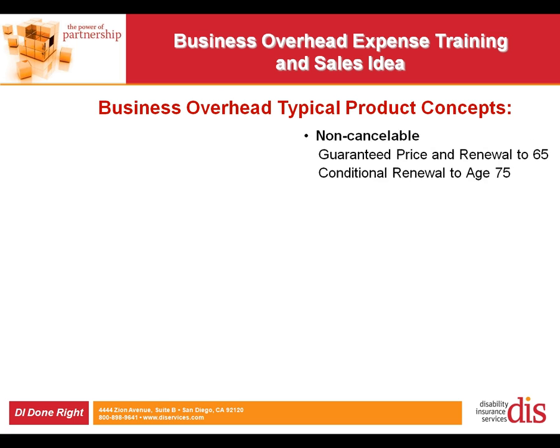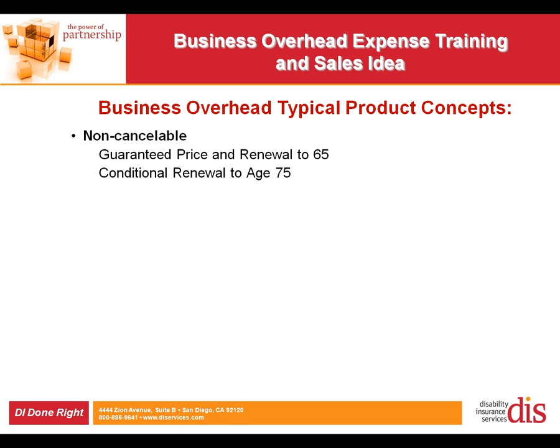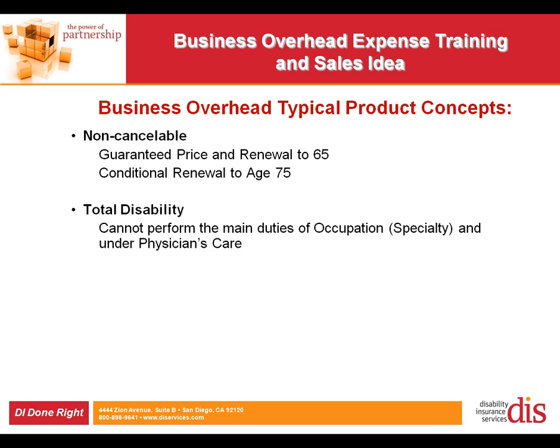Okay, BOE typical product concepts. Non-can policy, which means the price and the provisions of the contract are guaranteed to be renewed all the way out to age 65. If the business owner is still working at age 65 and he wants to keep the policy, it's conditionally renewable out to age 75. Typically, that depends on how many hours the client's working, and it's got to be more than 30 hours. So it's a non-can policy.